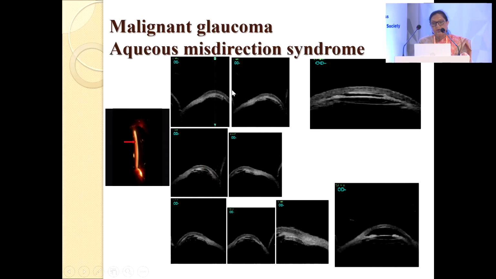In malignant glaucoma, or aqueous misdirection syndrome, you can see the whole iris-lens diaphragm is pushed forward and there is a flat anterior chamber. Here you can see that it is a flat anterior chamber.